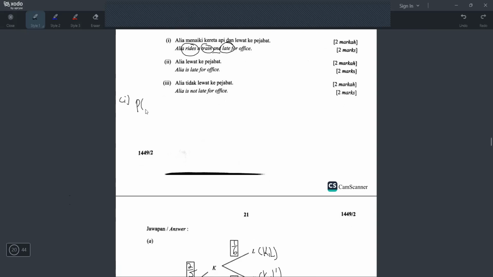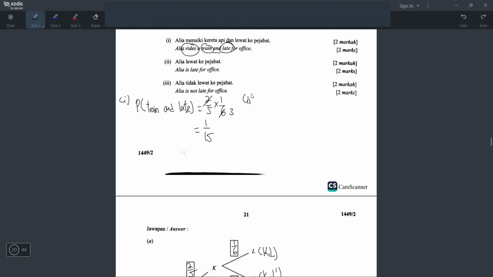Okay. So probability of train and late, right? So which is the KL one. So the probability will be 2 over 5 times 1 over 6. So 2 can cut, left with 3. So the answer is 1 over 15. Okay, so that's the first answer.